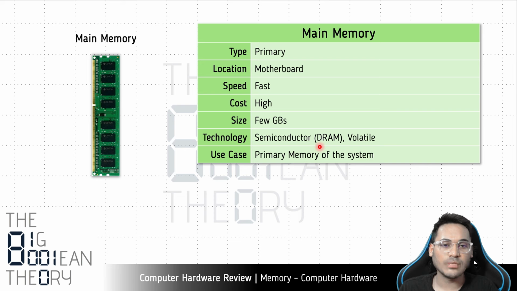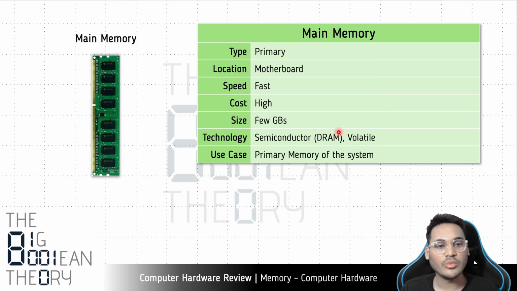Then the technology that is used is called the semiconductor dynamic random access memory. So what does it mean, random access memory? It means that the time that it takes to access any memory location remains the same. So you can randomly access the main memory and it will take the same amount of time. It's different from the cache memory because it's dynamic RAM and the cache is static RAM. So both are semiconductor technologies.